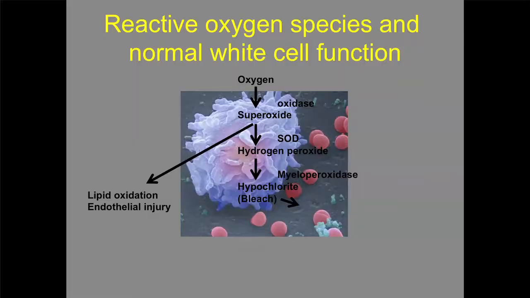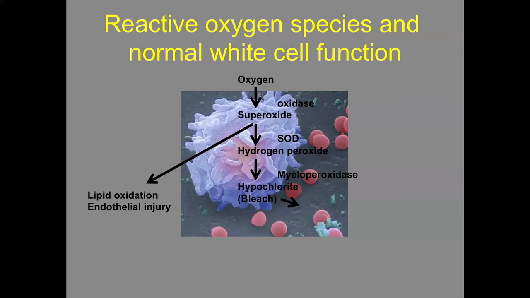Although they can do harm, they can also do good. And part of the reason why white cells work is that they produce the equivalent of bleach, hypochlorite, using oxygen and using superoxide and hydrogen peroxide to lead to the production of bleach, which can then be used to kill organisms. But at the same time, they can also cause damage to cells and to other molecules.